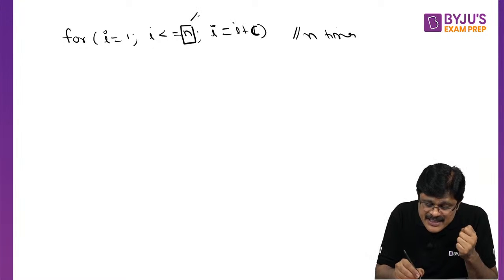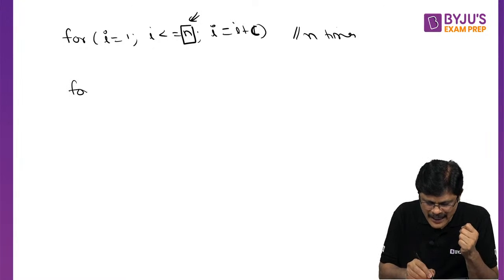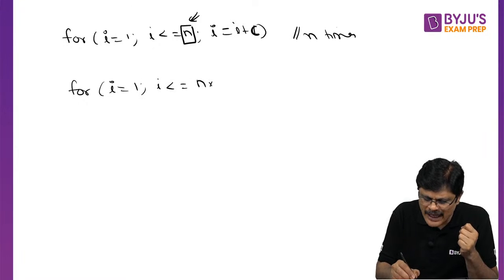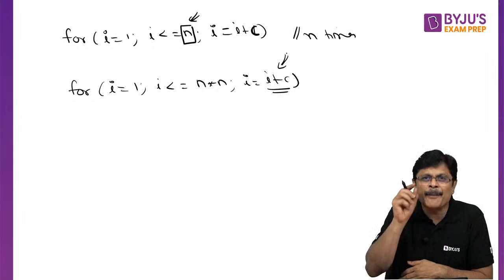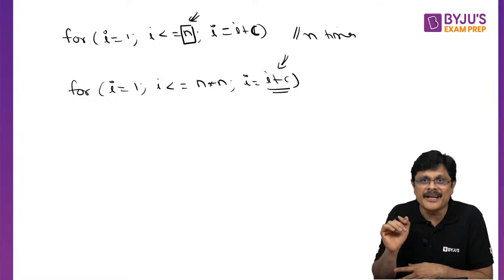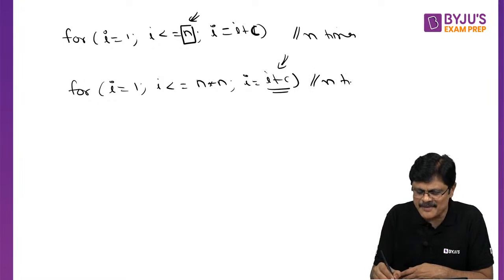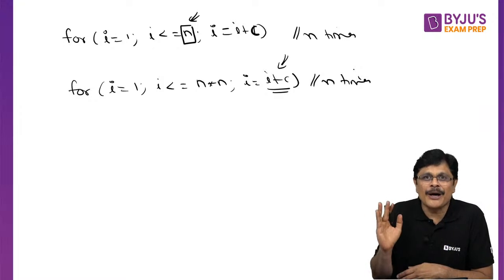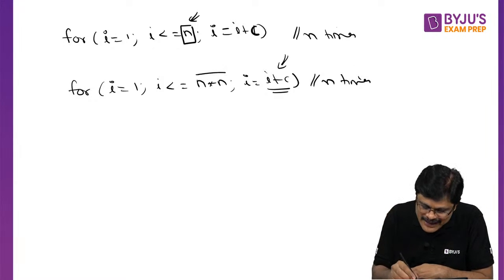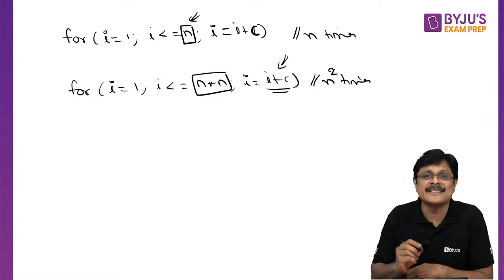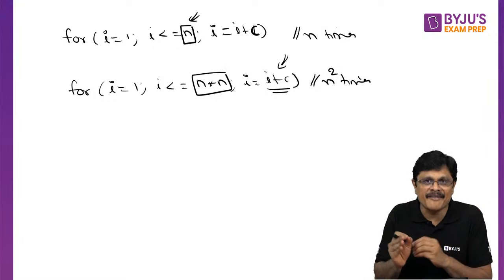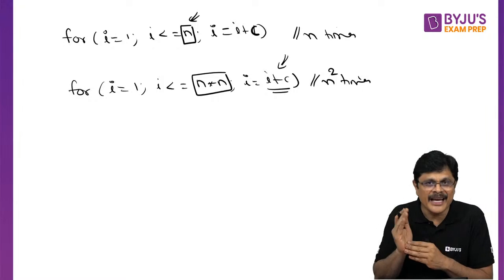They can change this value. For example, I may have a problem like i equals 1, i less than or equal to n into n, i equals i plus c. Generally, people only see one part of the rule, not the complete rule. So they simply say n times because they are eager to answer. But here it is going up to n square. So this is not n, it is n square. So the rule you have to read carefully.